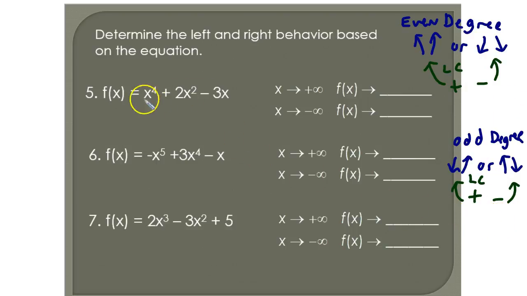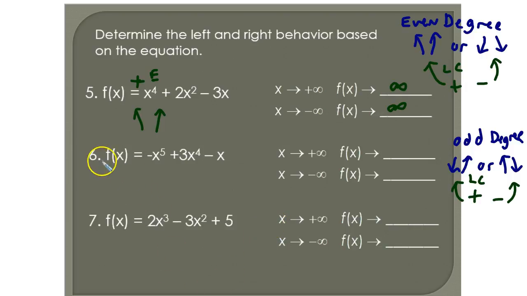Okay, so let's get a really loose sketch of these. We've got an even degree and a positive leading coefficient. What does that mean? The even degree means they're in the same direction. Positive leading coefficient means the ends are both up. So on the right side, I'm going up towards positive infinity. And on the left side, I'm also going up towards positive infinity.